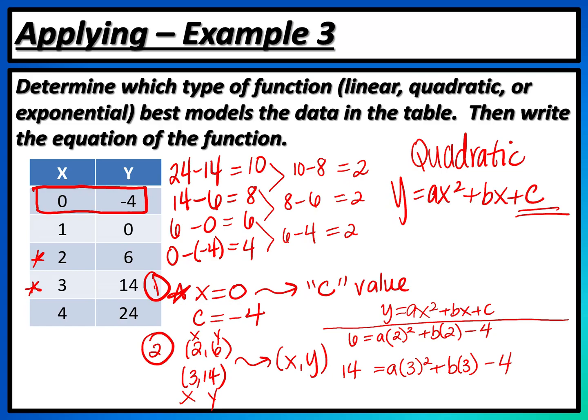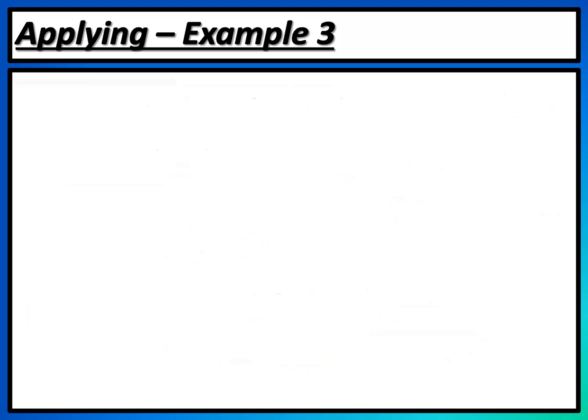All right, so these are the start of my system. So I'm going to take this with me. I got to go to the next slide to give myself some room to work. Okay, so I'm just going to rewrite exactly what we just had. So using any ordered pair, plug it in for x and y, and plug in our c value that we get from the ordered pair of 0, comma, a number.